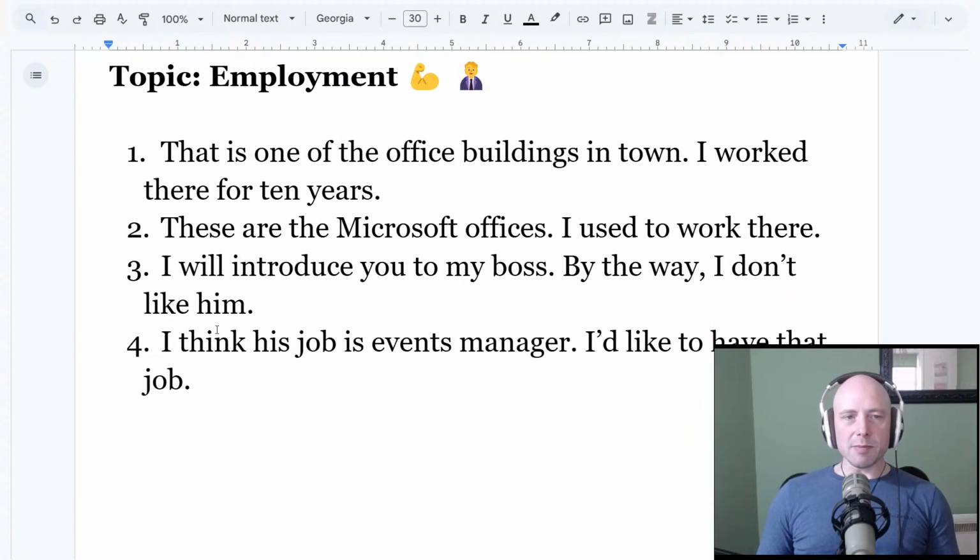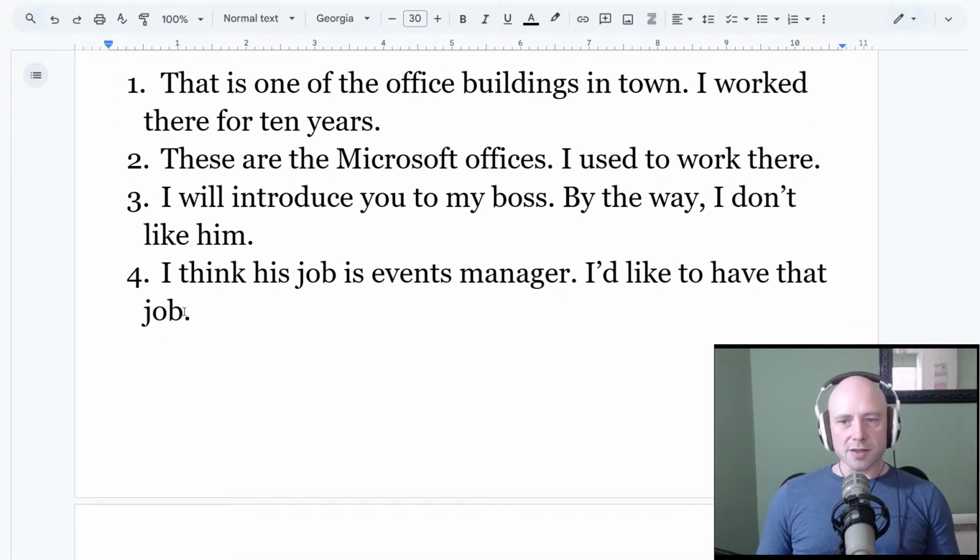Now we'll talk about employment. That's a fancy word for jobs and careers. So here's some information again. Situation 1. That is one of the office buildings in town. I worked there for many years. So there are several office buildings in town. I'm indicating one, and I worked there for 10 years. So can we use a single sentence with a relative clause to best represent this information?